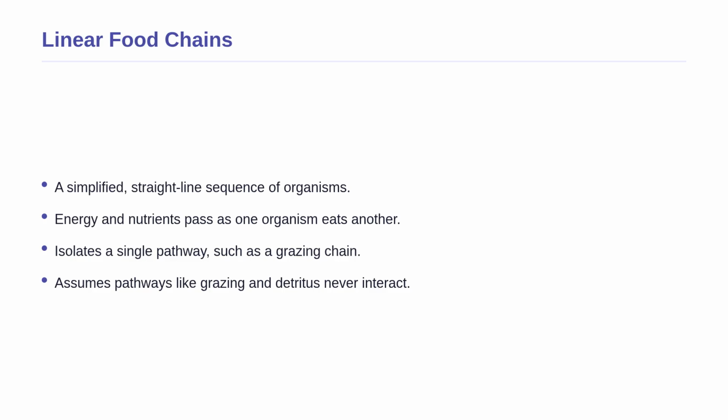For instance, you might have a grazing chain that starts strictly with green plants, or a completely separate detritus chain that starts with dead organic matter. While this model is very easy to understand and serves as a great teaching tool, it is an oversimplification. It assumes these pathways never interact, which rarely happens in reality.